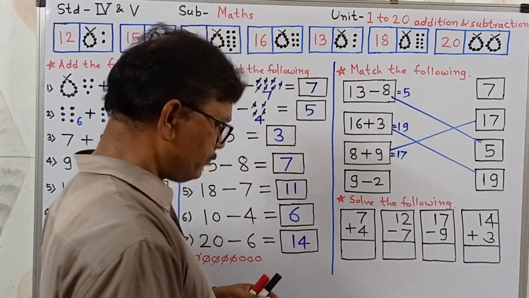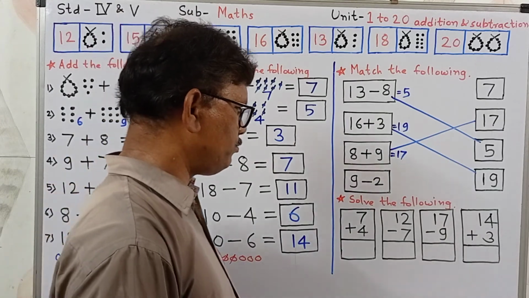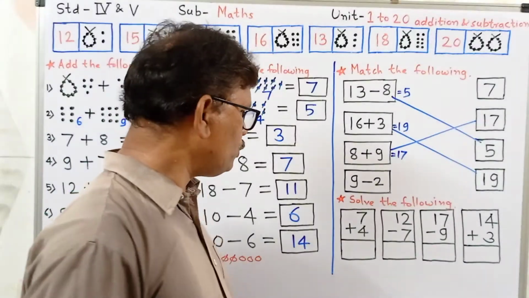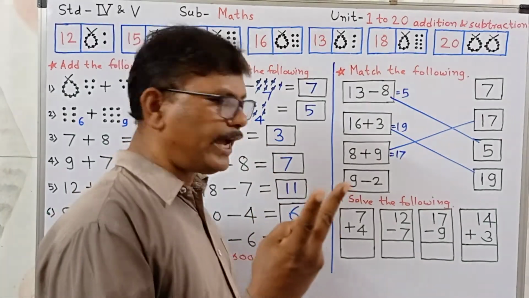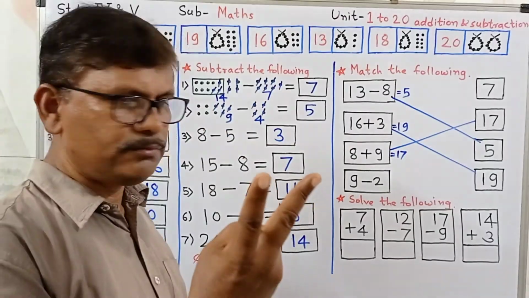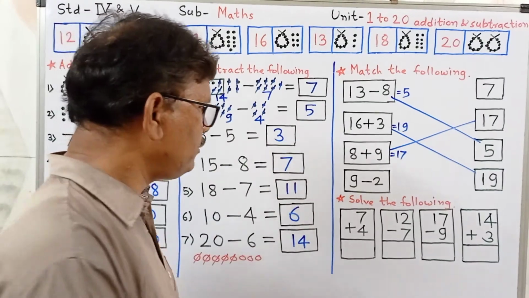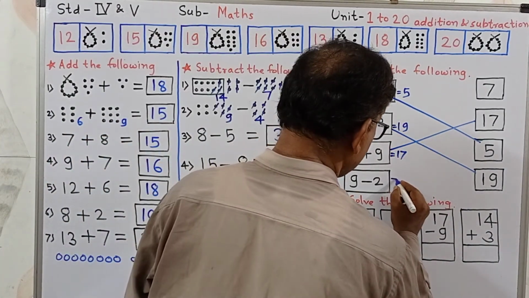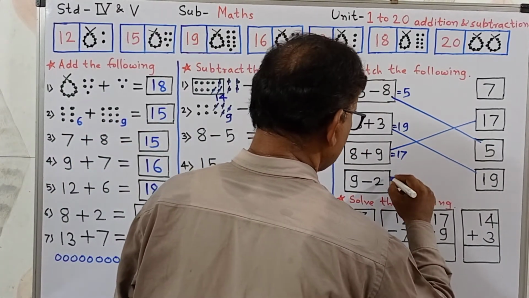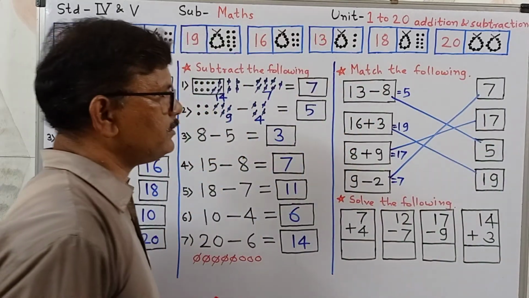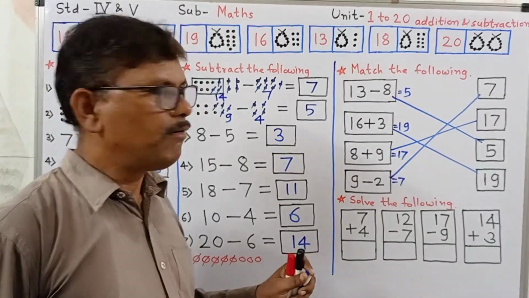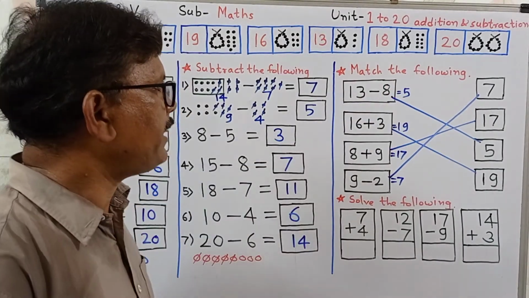Match this. 9 minus 2. Take 2 fingers and count down from 9: 8, 7. What is the answer? 7. Here is 7. So match 7. This is the method of match the following.